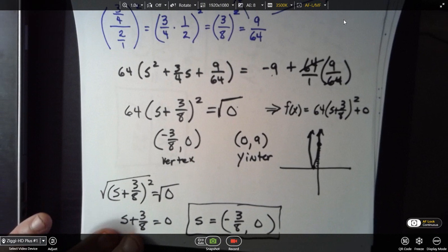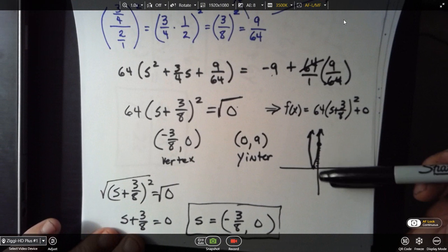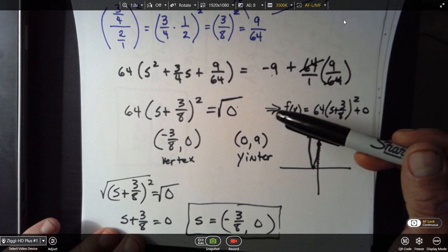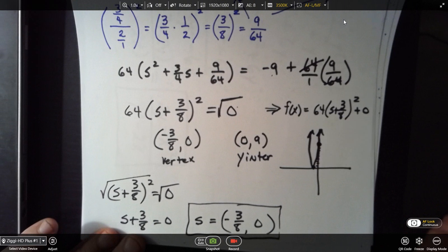Of course, the domain is all real numbers. The range is from 0 to infinity, decreasing from negative infinity to negative 3/8, increasing from negative 3/8 to infinity. Hope that helps.